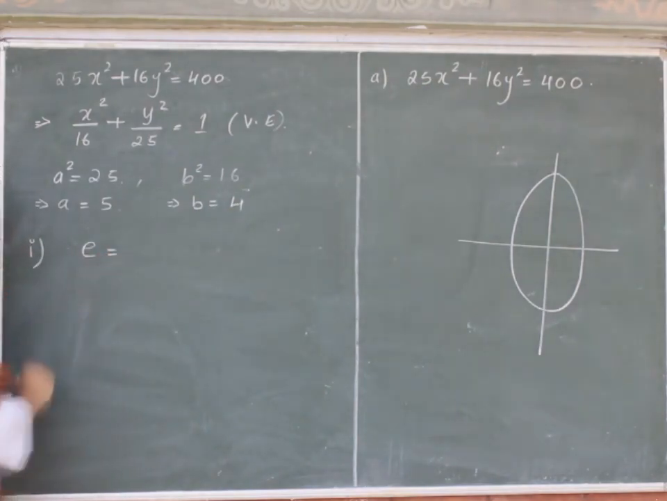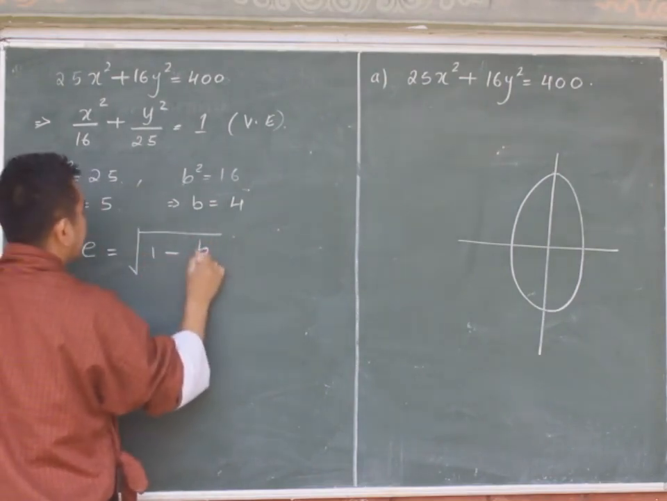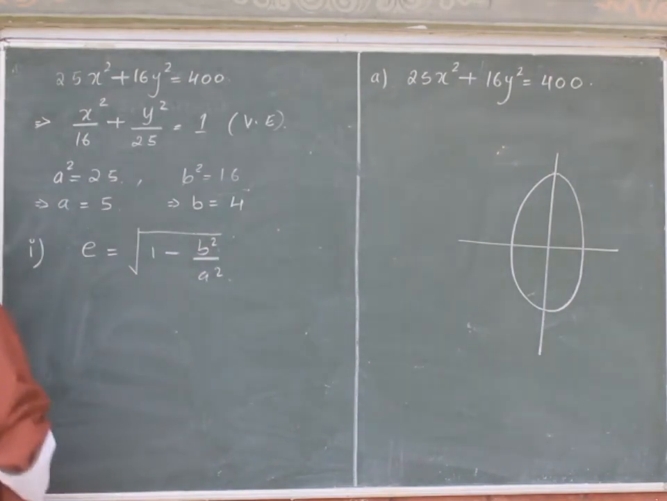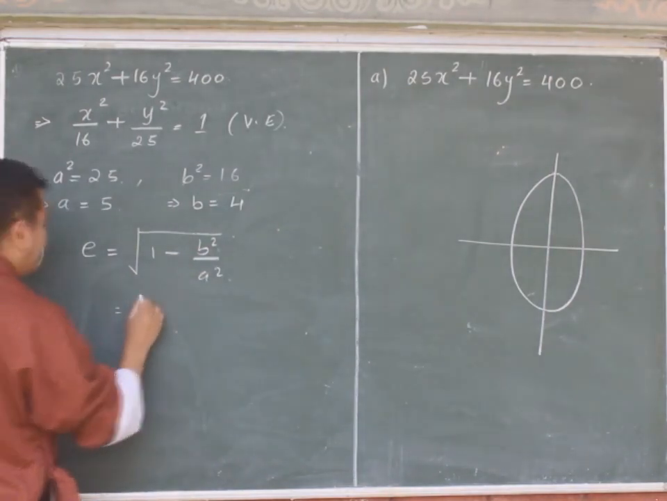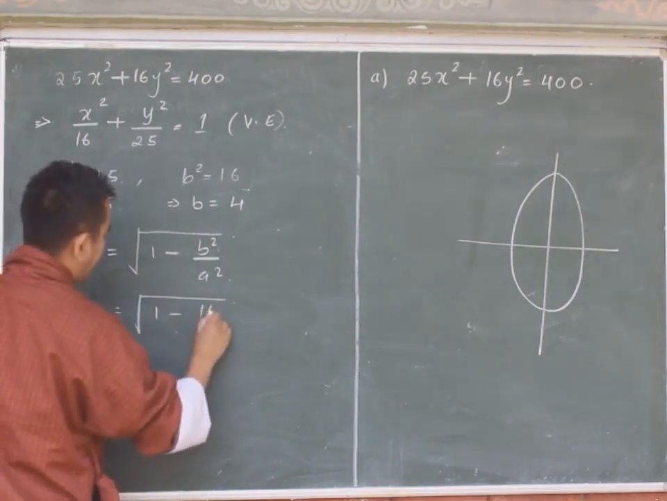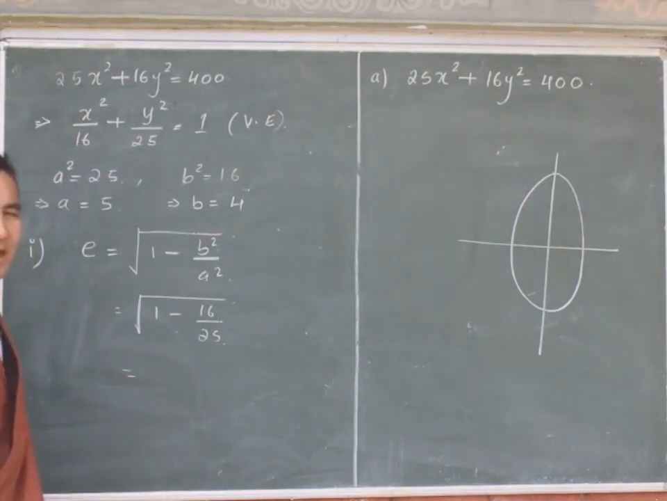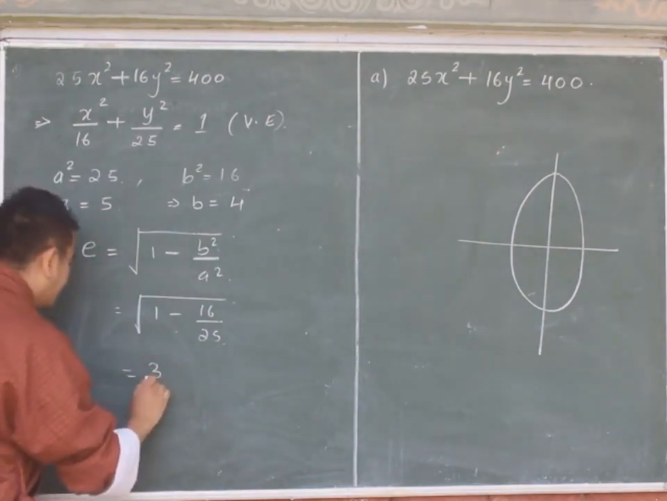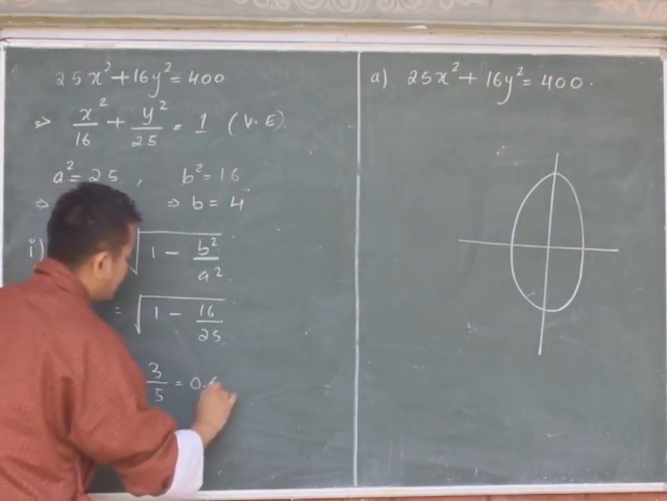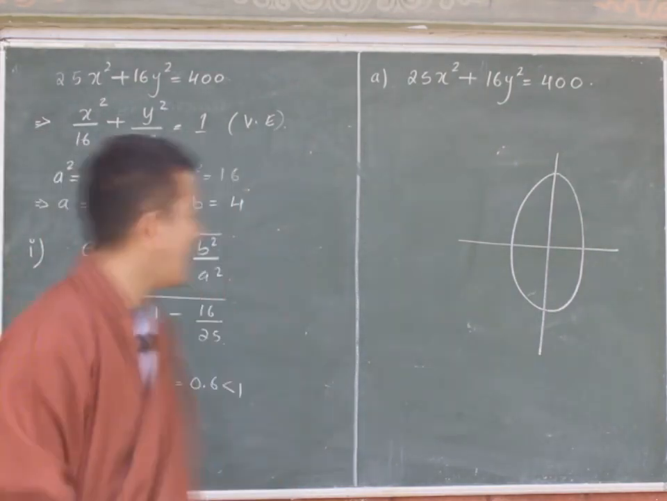What's the eccentricity formula? We have e is equal to root of 1 minus B square by A square. By now you should be thorough with the formulas, okay? So it is root of 1 minus 16 by 25. 25 minus 16 is 9, and square root of 9 is 3, divided by 5. So 3 divided by 5 is equivalent to 0.6, which is less than 1. So this becomes the eccentricity of the ellipse.